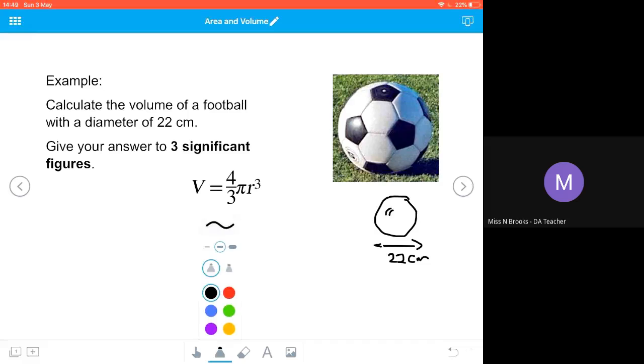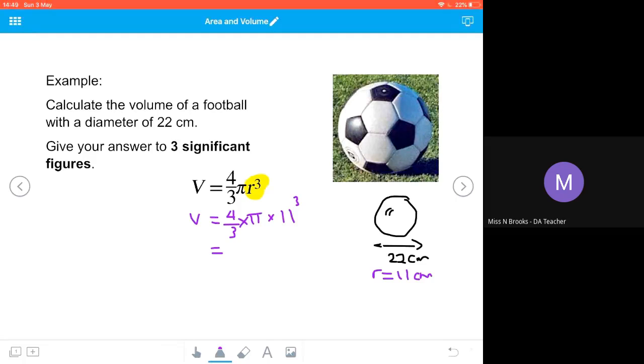Now you can see in my formula, I want r. So I'm going to have to half my diameter to get an r of 11 centimeters. And then I'm going to put it into my formula. So V is going to equal 4/3 multiplied by pi multiplied by 11 cubed. And that gives me a total value of 5,575 and some change.